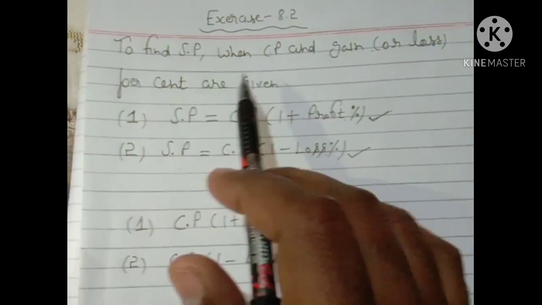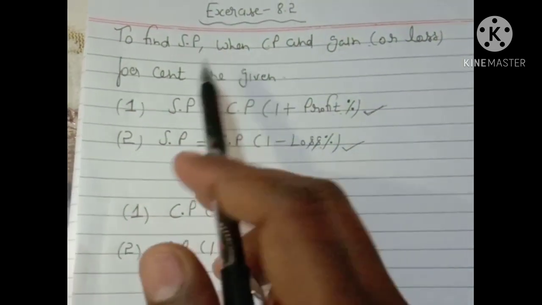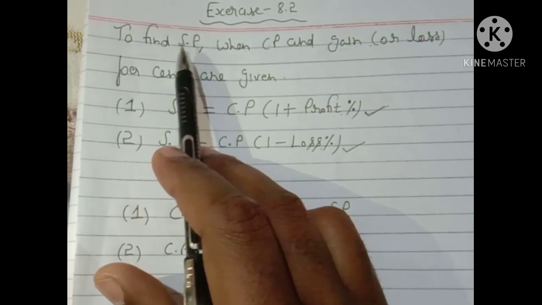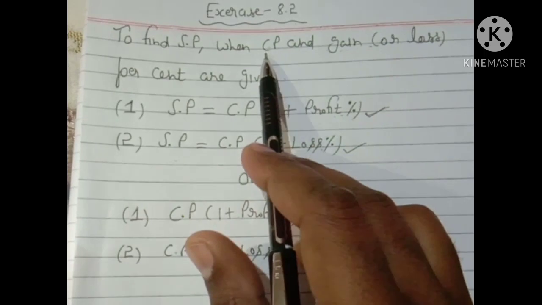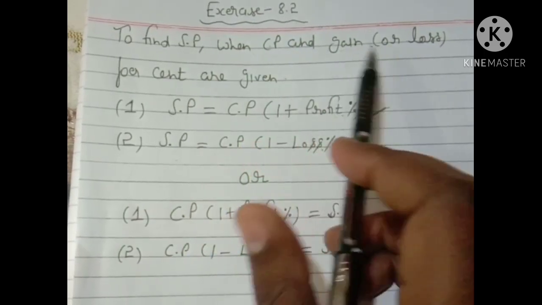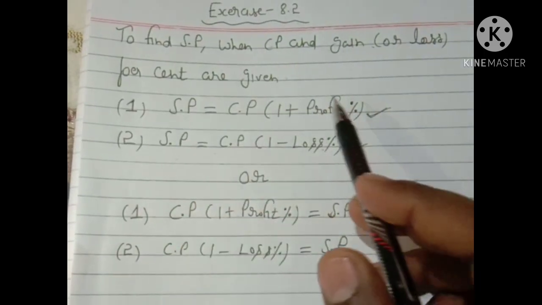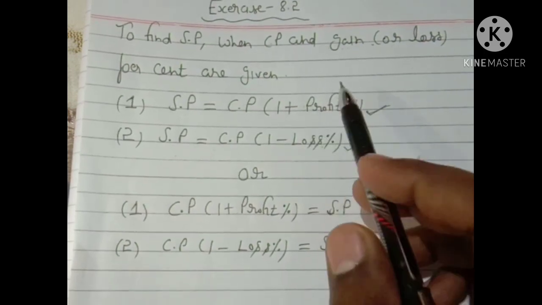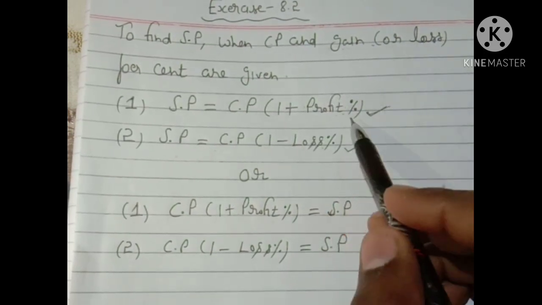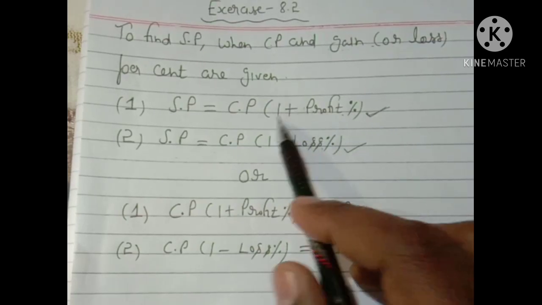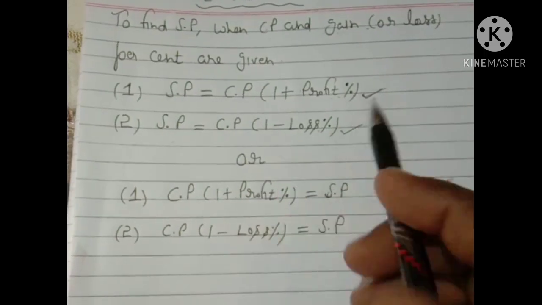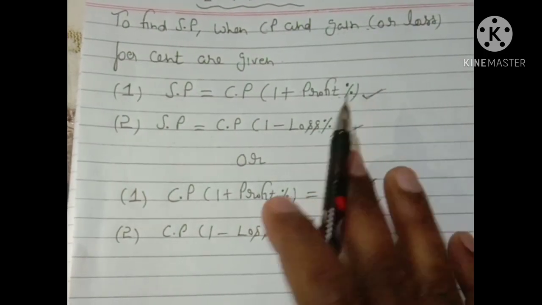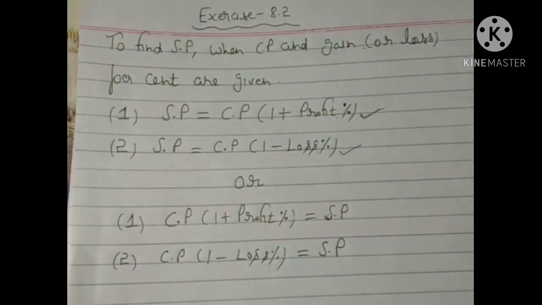Now first of all, if we want to find the value of the selling price, the SP, when the cost price and the profit or loss percentage are given, then we have to apply this formula. If the profit percentage is given, we apply the first formula, the formula of profit percentage, and if the loss percentage is given, we apply the loss percentage formula. Only these two formulas we have to apply throughout the exercise, and this exercise is very simple.